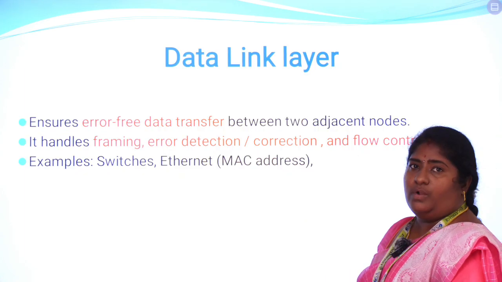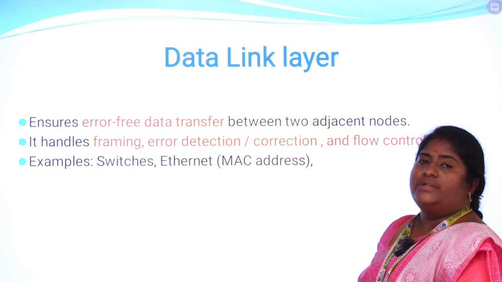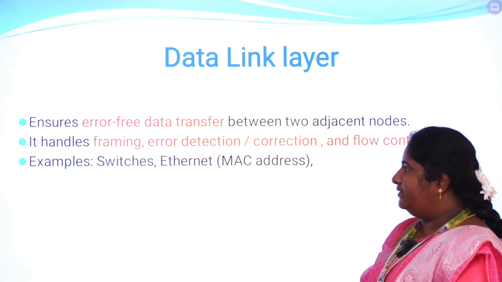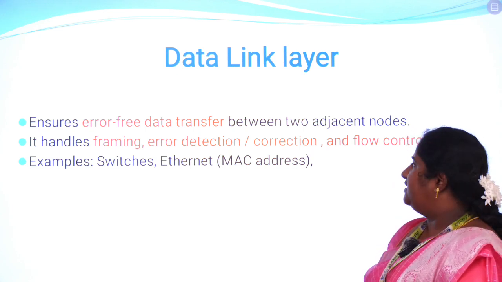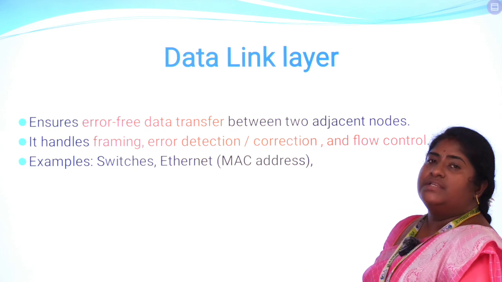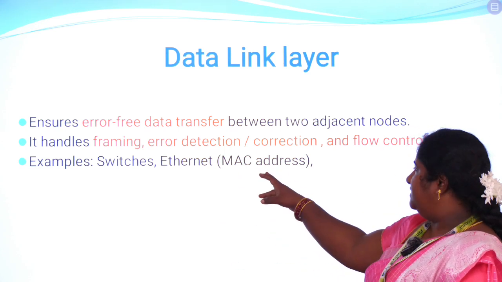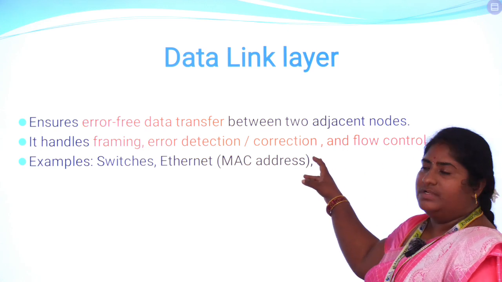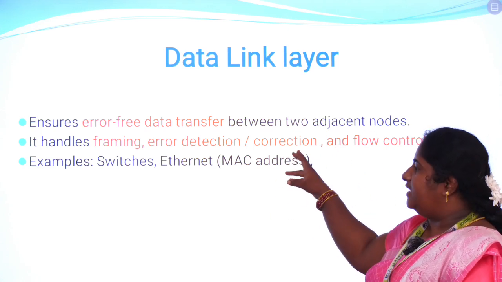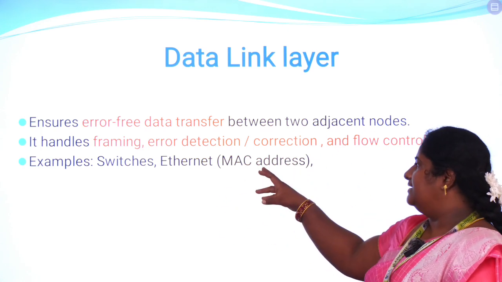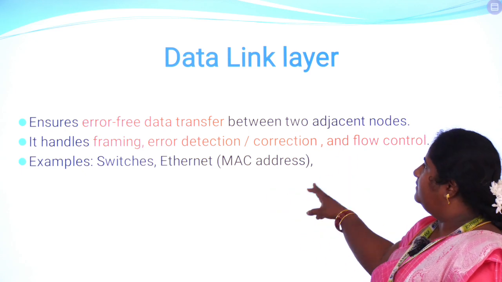The next layer is called the data link layer. The data link layer ensures error-free transfer between two adjacent nodes. It also does the work of framing, error detection or correction, and flow control. Some examples of data link layer devices and technologies are switches, Ethernet, etc.